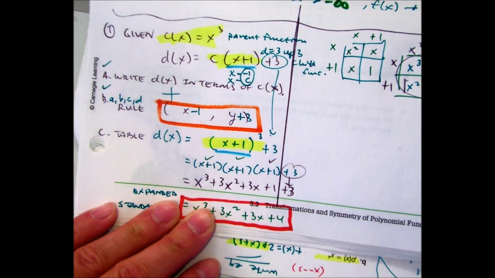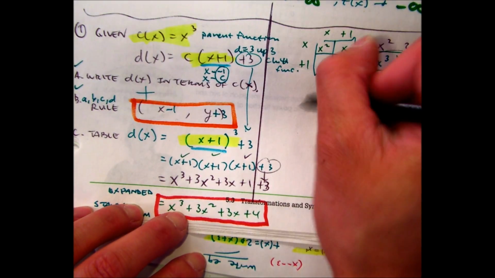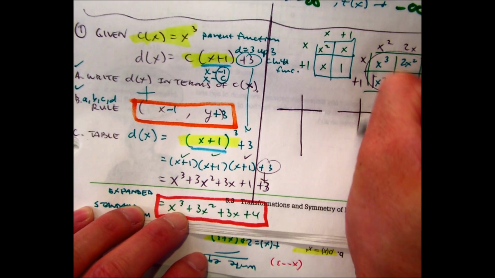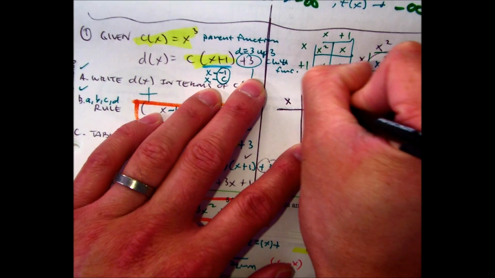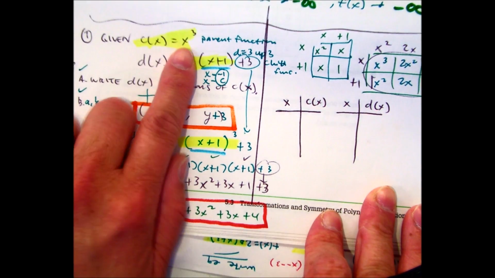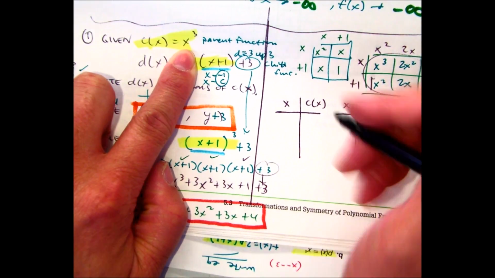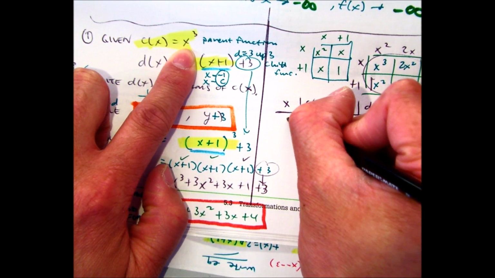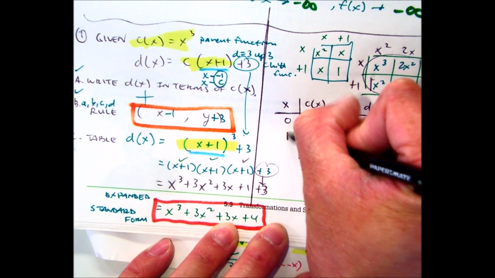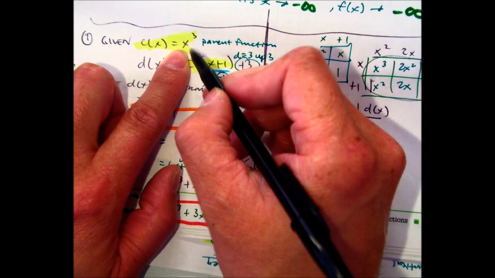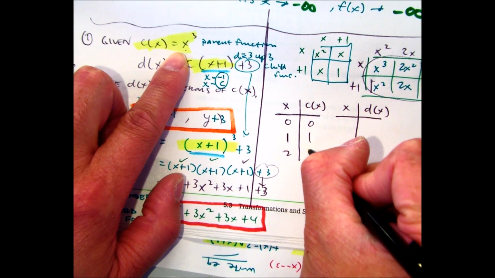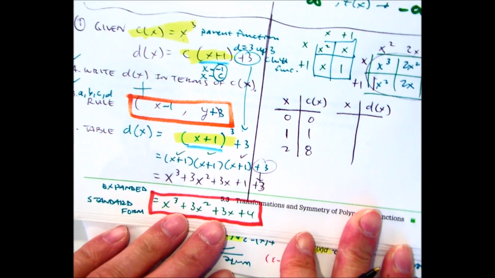Let's do this last part called the table. X, c of x, x, d of x. We've done the parent function before. And in our parent function we did 0, 0. Where are my other coordinates, class? 1, 1, right? 1 cubed is 1. How about 2? 2 cubed is 8. Okay.